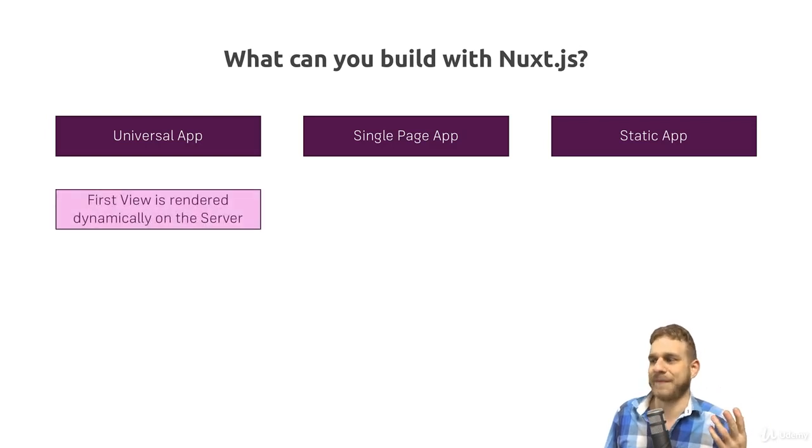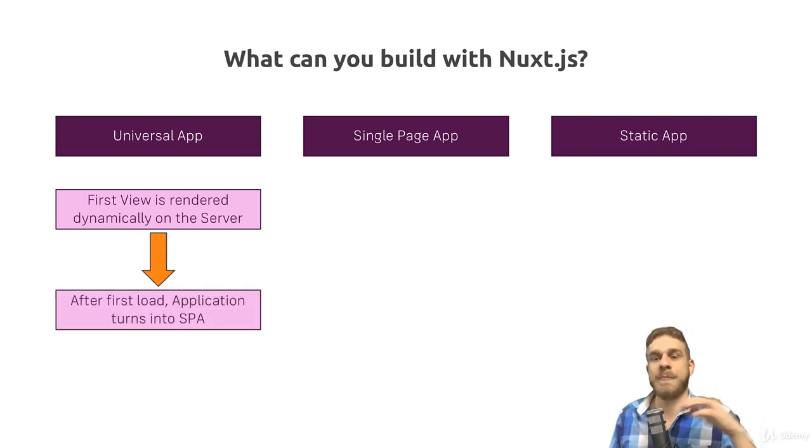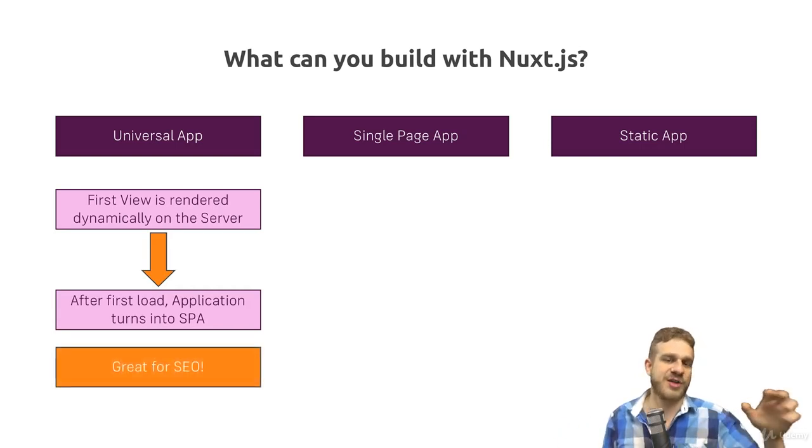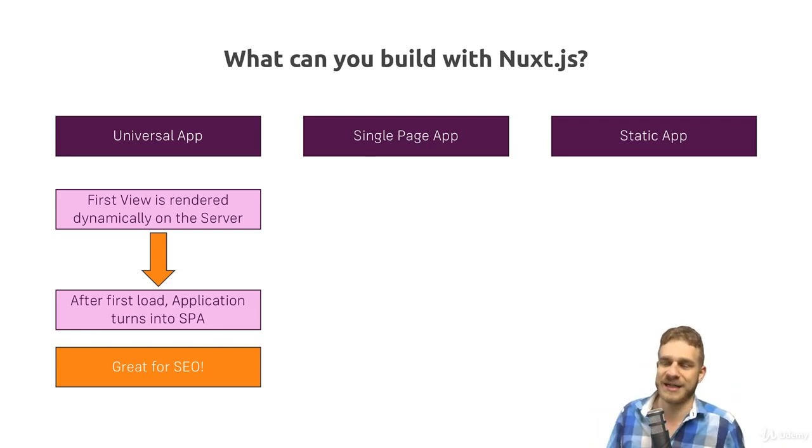Now for a universal app, the first view is dynamically rendered on the server, as I mentioned earlier. So after that first load, we're back in single-page application land, and our app is just a SPA then. This is already great for search engine optimization because we render the pages on the fly. It also has other benefits, like us simply returning the latest version of our application pre-rendered on the server, which might feel faster to the user, depending on how long the rendering takes.